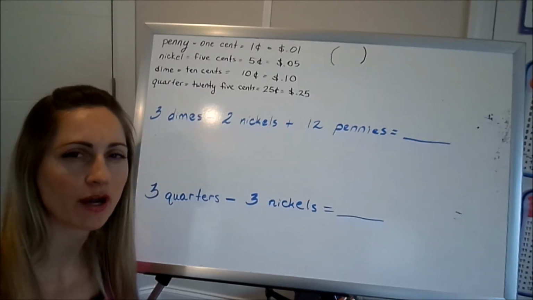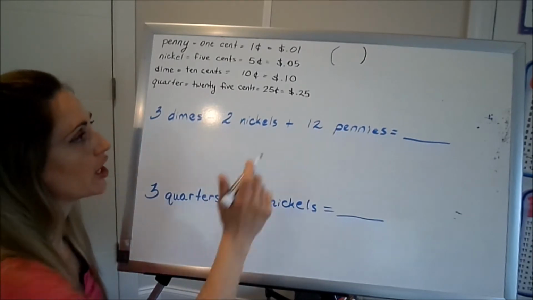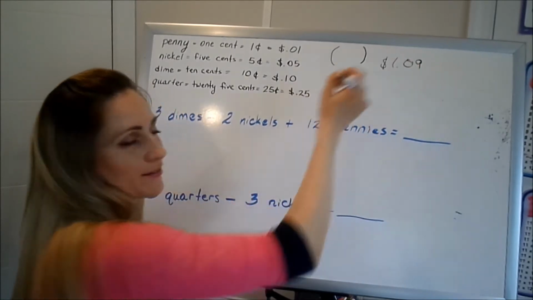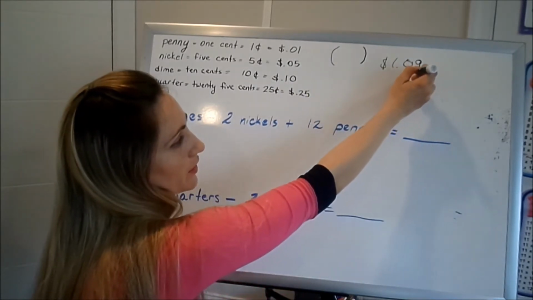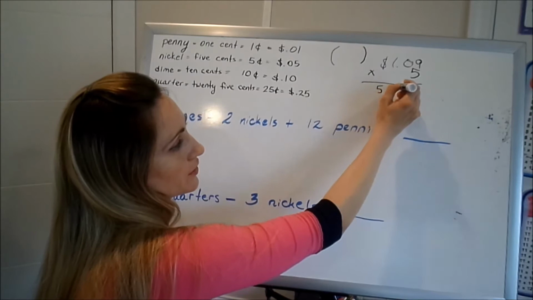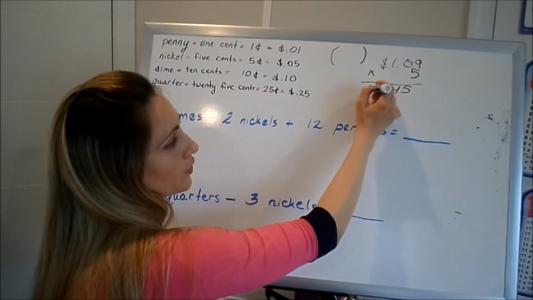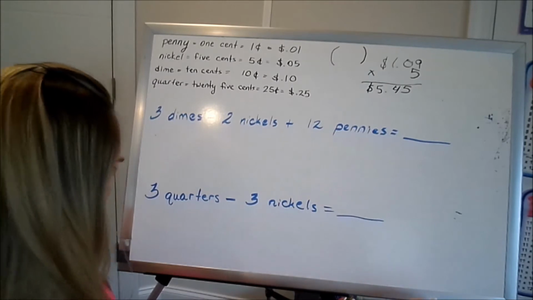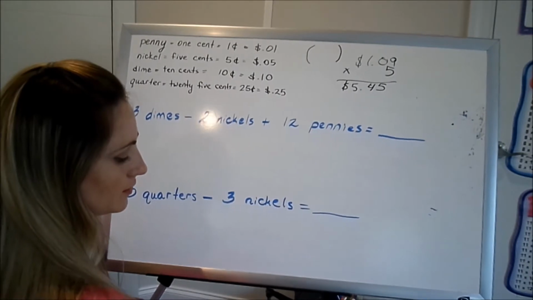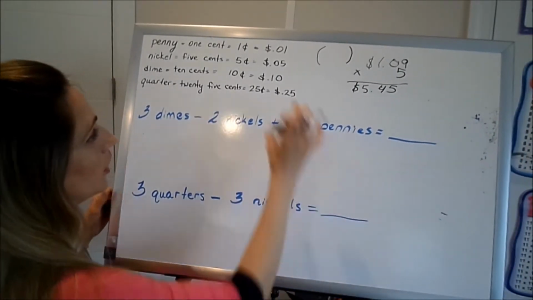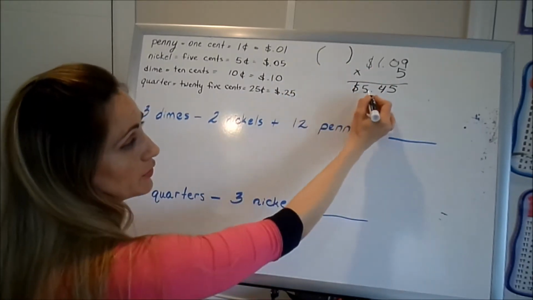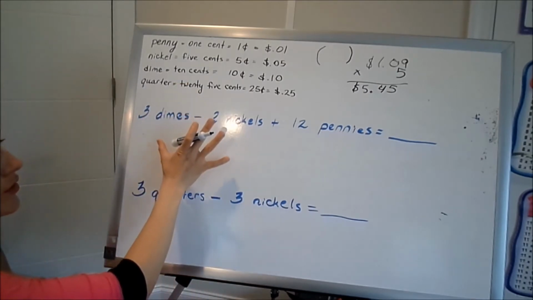And it said that they bought 5 colas worth $1.09 each. So to figure out how much all those 5 colas were worth, you multiplied it by 5. And that's how you got your $5.45 worth. My board is shaking. There. Okay, so you're going to take all this knowledge, the parentheses knowledge, and multiplying decimals to do this right here.